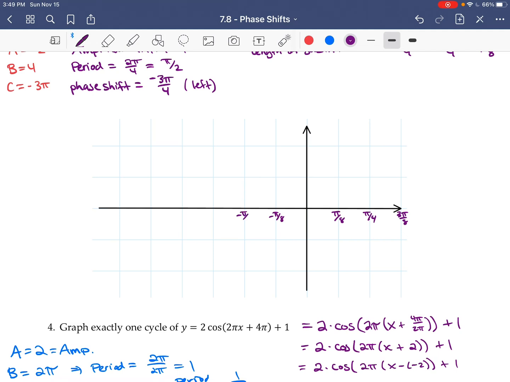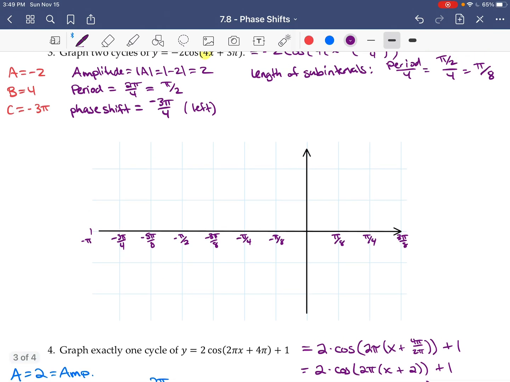Negative 2 pi by 8 is negative pi by 4. Negative 3 pi by 8. Negative 4 pi by 8 is actually negative pi by 2. Okay, negative 5 pi by 8. And negative 6 pi by 8 is negative 3 pi by 4. Okay, and then the next one here would be negative pi. Okay, so our phase shift is negative 3 pi by 4. So that means that this is where we're going to start.